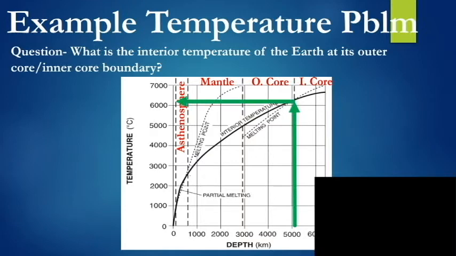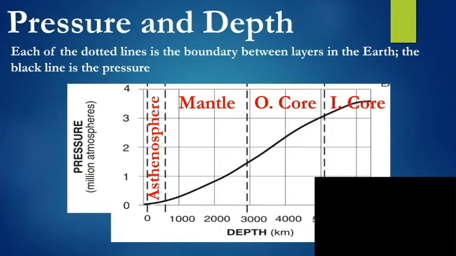Go up, hit the black line, and move to the left. The exact same procedure is used for the pressure diagram. So this is showing pressure inside the Earth. And these numbers, it's not 1, 2, 3, 4, it's 1 million atmospheres.